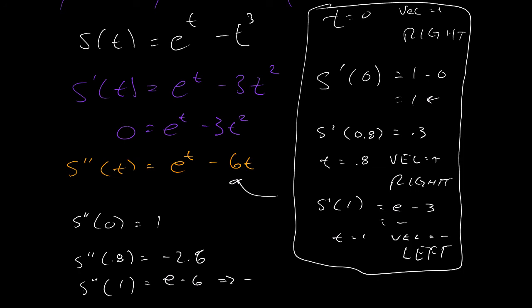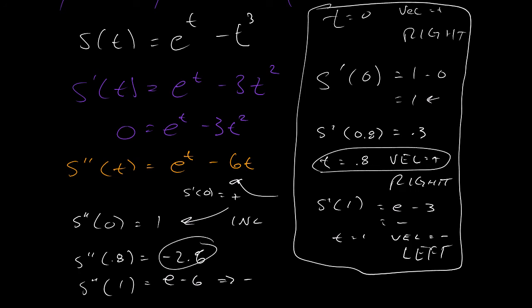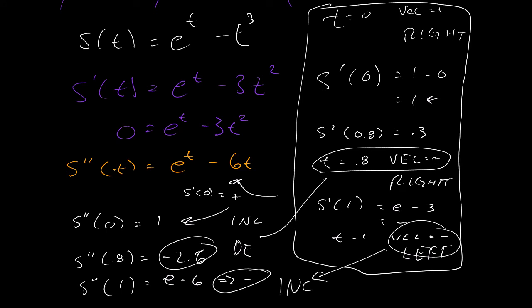So our s prime of 0 was positive. So if we go from a positive to a positive, then we're increasing speed, and we have a positive here, we have a negative here, so that means we're decreasing, and we have a negative here, we have a negative here, so that means we're increasing once again. So that's how we determine that.